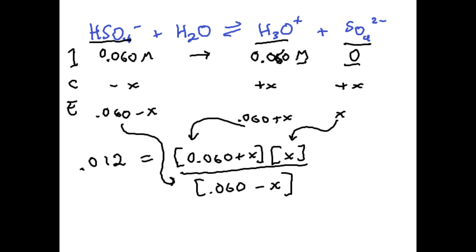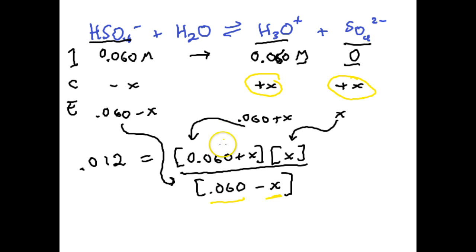So for the next 2 minutes, I'm going to talk about the approximation. Sometimes you can approximate that this 0.060 is going to be much larger than this x, because if the Ka is very, very low, like 10 to the minus 5, 10 to the minus 6, 10 to the minus 7, the x is going to be very small because the change is going to be very small. Not much of the reactants are going to go to make products.